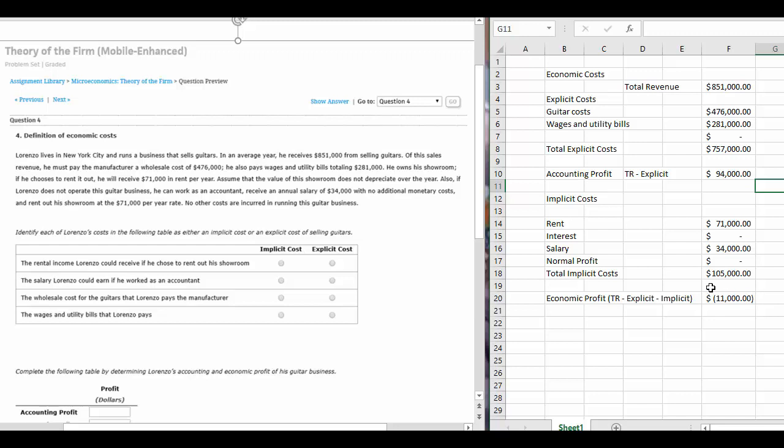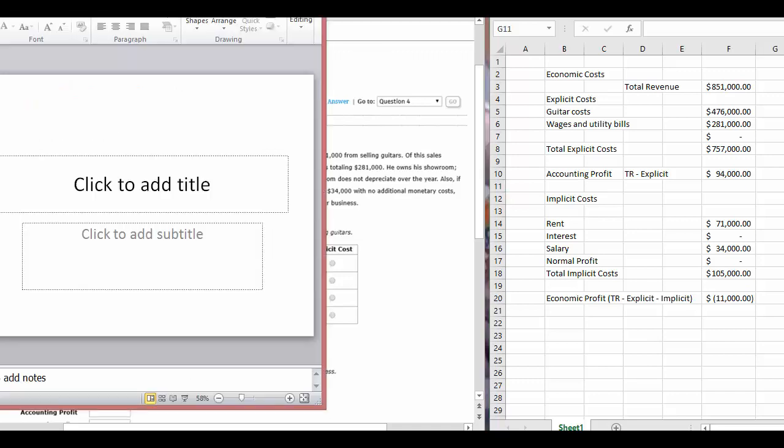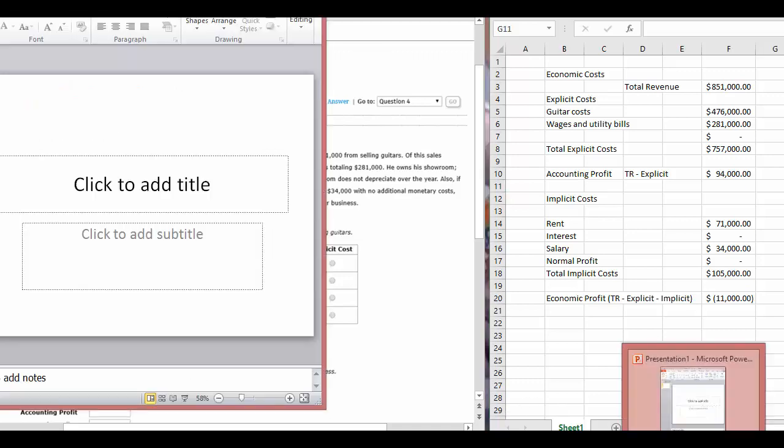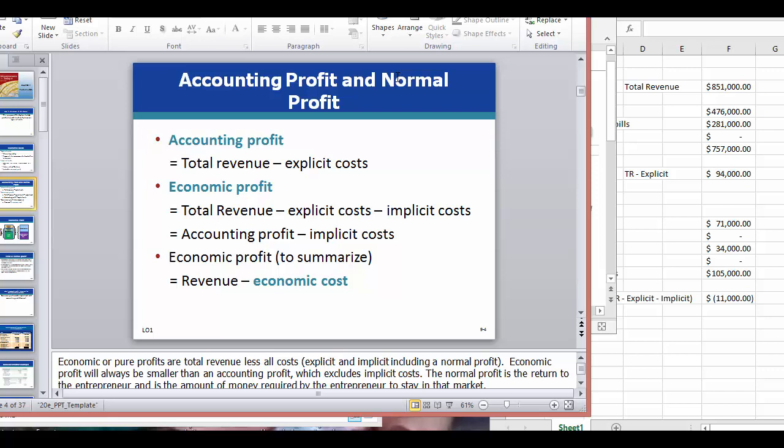So in your notes, it asks you which one is higher, accounting profit or economic profit. The answer is going to be accounting profit, because accounting profit only takes out explicit costs. Economic profit takes out explicit and implicit cost. Accounting profit and normal profit. So accounting profit only takes out explicit. Economic profit subtracts explicit and implicit cost.